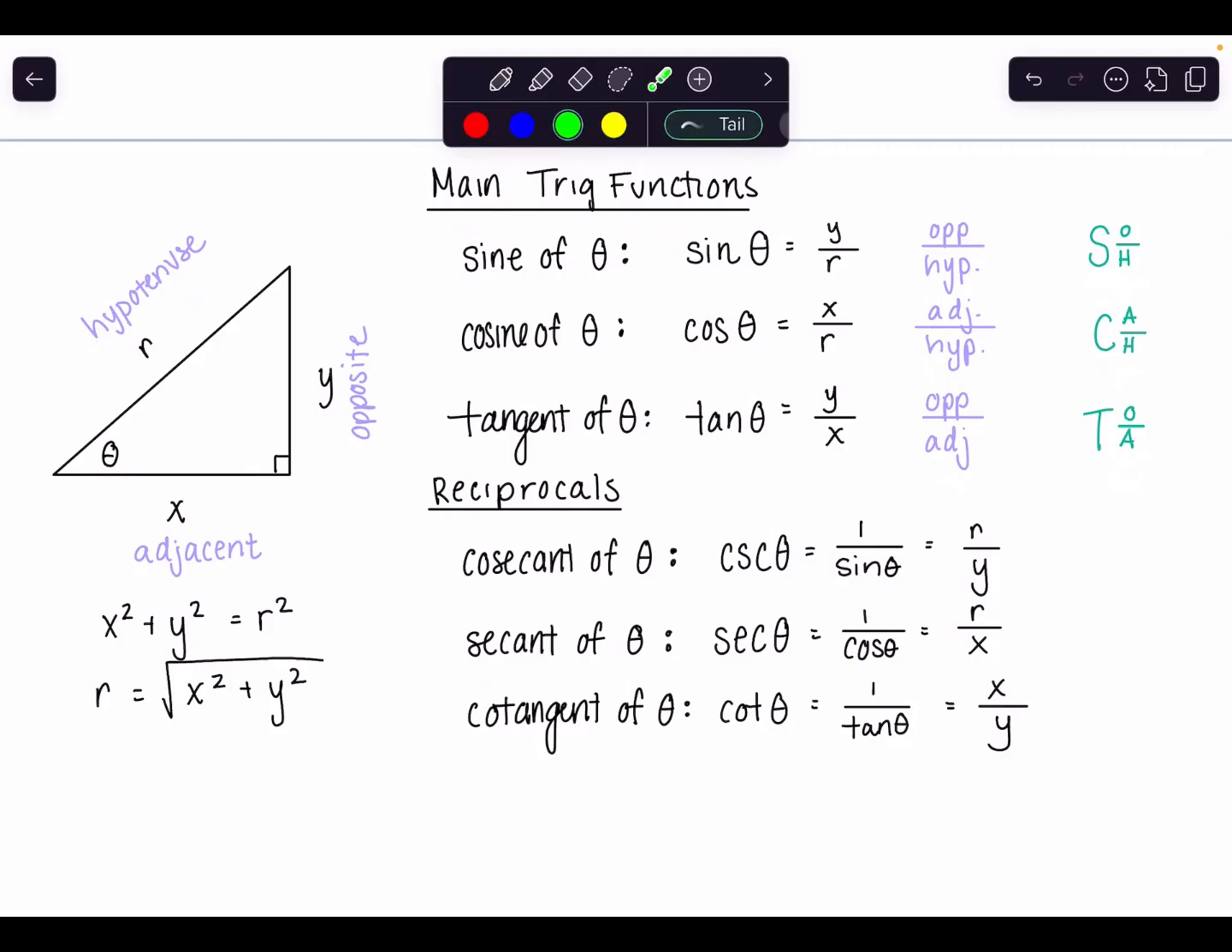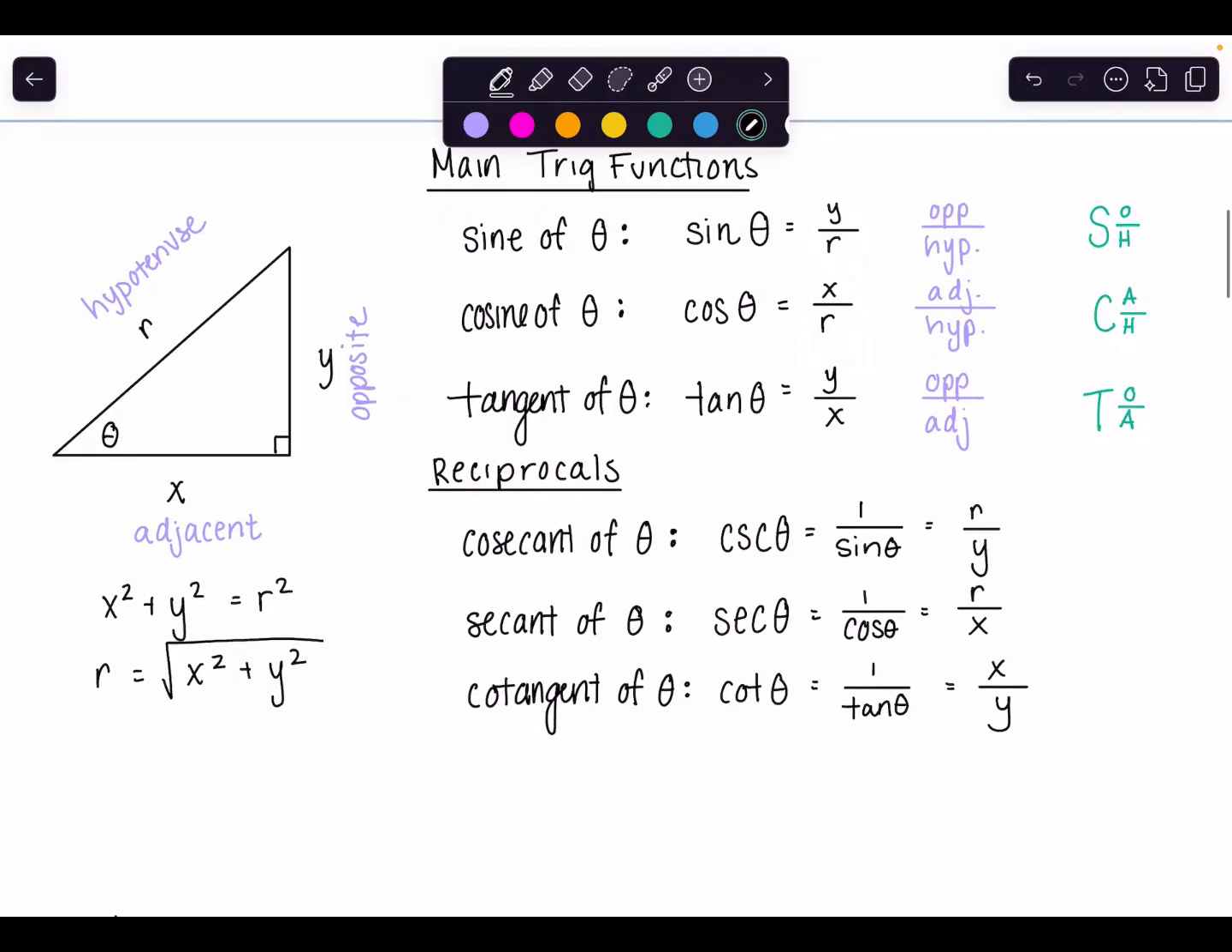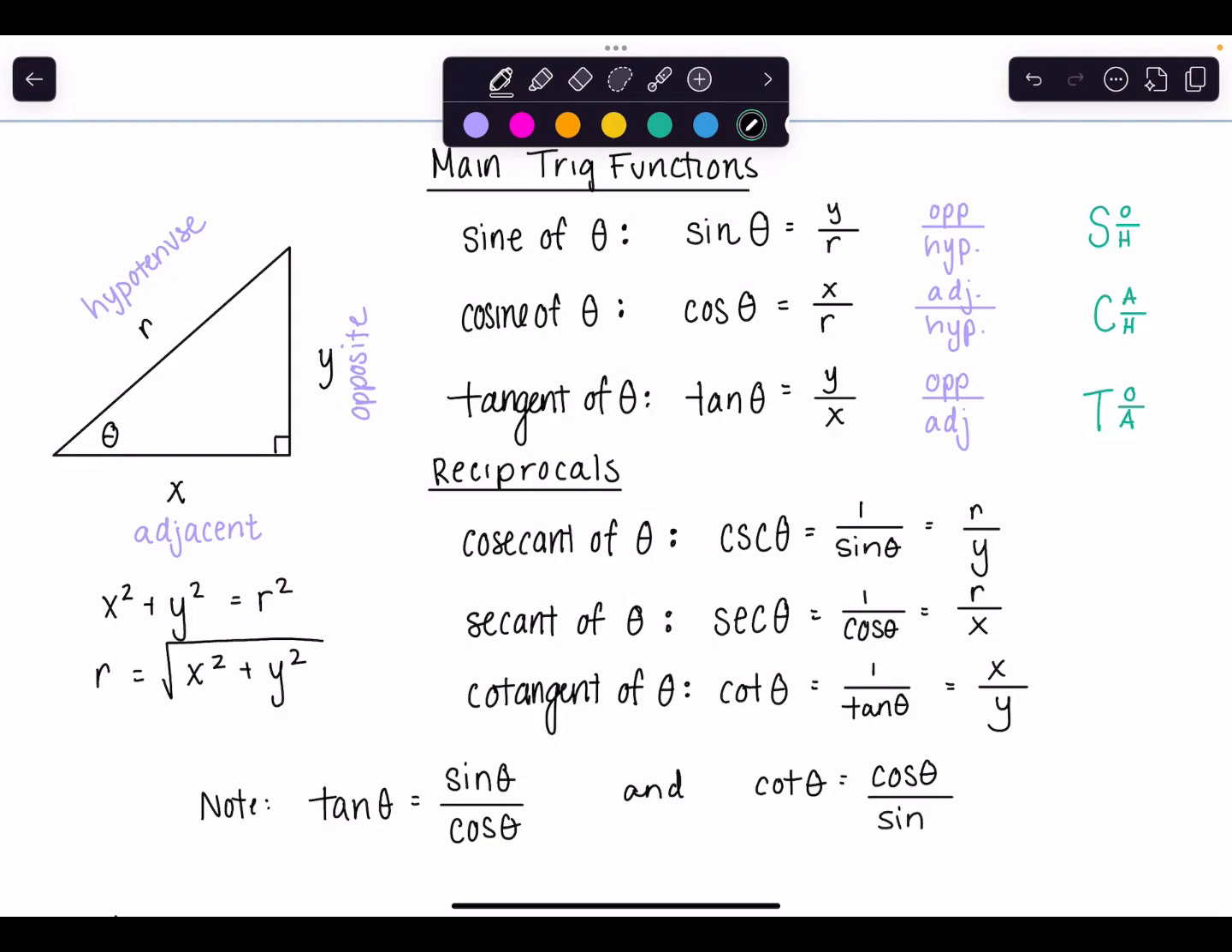The other thing that ends up happening, if you notice, we also write this in a very particular order, because if I take y and divide it by x, that's my tangent. So if I take sine, which is y over r, and divide it by x over r, those over r's cancel each other out. So really what ends up happening is that tangent of theta can be rewritten as sine of theta over cosine of theta. And that means cotangent of theta is the reciprocal, so it is cosine over sine. Okay.